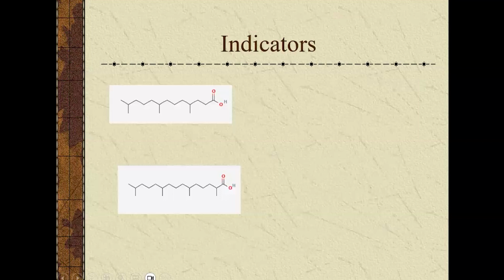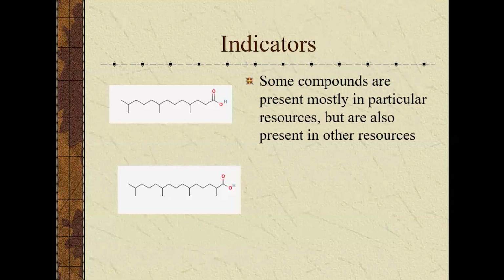We also have compounds that we call indicators. So these are still not completely common, and they're mostly present in particular resources, but not uniquely so. So perhaps the most famous of these are isoprenoid fatty acids. So these are two different isoprenoid fatty acids. Here's pristanic acid, and here's trimethyl tridecanoic acid.